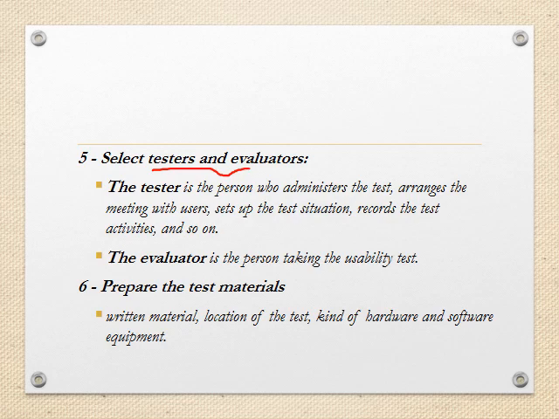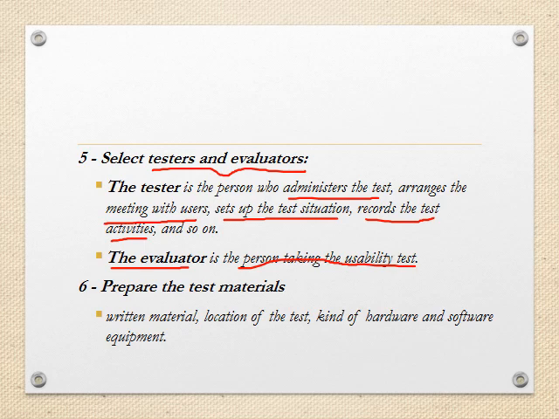Select testers and evaluators. The tester is the person who administers the test, arranges the meeting with the users, sets up the test situation, and records the test activities. So basically the tester is the person who is preparing for the test, getting the test ready. The second thing is the evaluator. The evaluator is the person who's taking the usability test. So we said what the tester is and what the evaluator is.